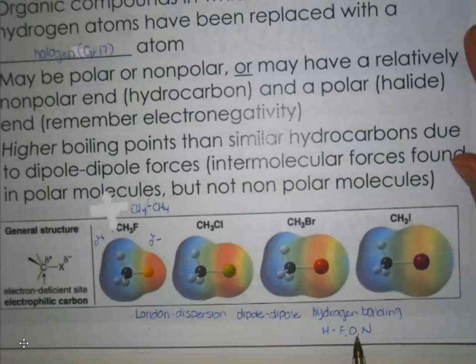So just keep in mind it has to be a direct bond. With this one, we have hydrogen in the molecule and we have fluorine, but because they're not directly bonded to each other, we don't have hydrogen bonding. Okay, so just make sure you keep that in mind with that molecule there.